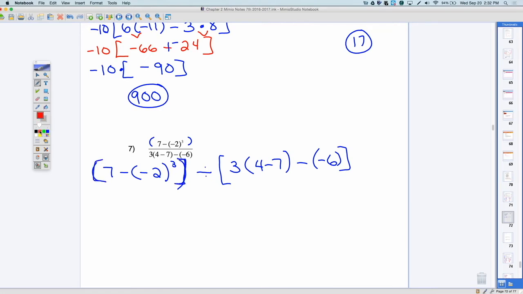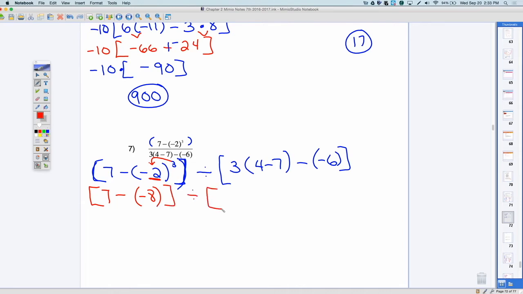All right, so we're going to start by doing the left side. I have to do my power first. Okay, so that means that negative 2 is being repeated 3 times. So I'm going to bring everything down. 7 minus, and negative 2 times negative 2 times negative 2 is negative 8. And I'm going to close my bracket.